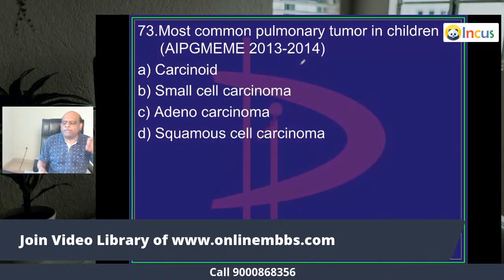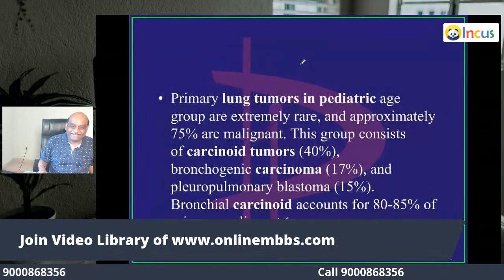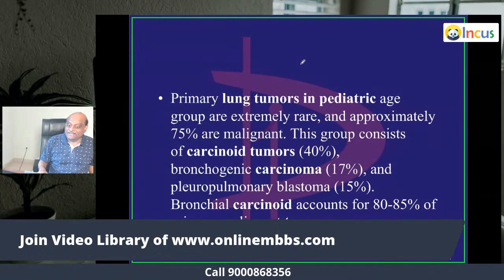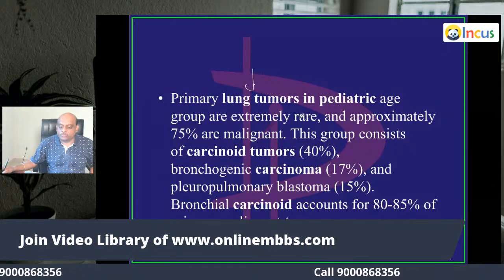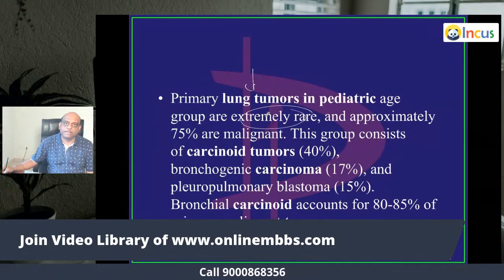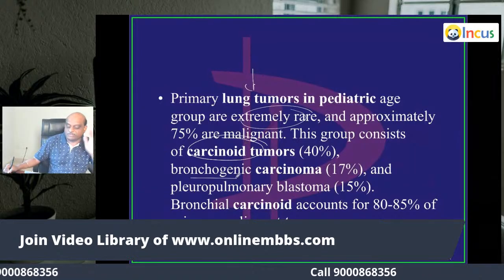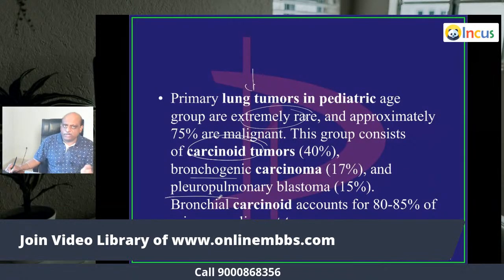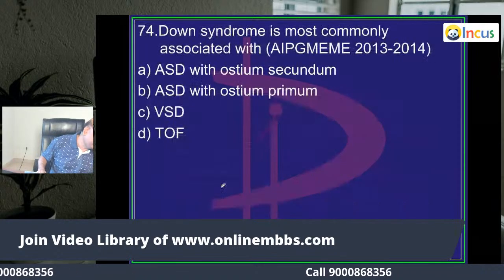The most common pulmonary tumor in children: carcinoid. Very difficult to guess in the exam hall. The primary lung tumors in the pediatric age group are extremely rare. They comprise carcinoid tumors 40%, bronchogenic carcinoma 17%, pleuropulmonary blastoma 15%. That is what you need to remember.